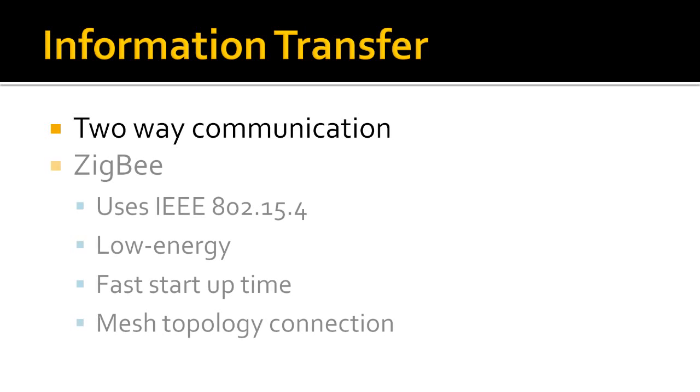Zigbee uses the IEEE 802.15.4 standard for wireless personal area network. The combination of low energy and fast startup time allows it to go into sleep mode often, while not in use, and start when required. Zigbee connections are arranged in a mesh-type topology, meaning it allows information to be passed through other Zigbee devices to travel a longer overall distance. This makes it a better choice when compared to other alternatives such as Bluetooth.